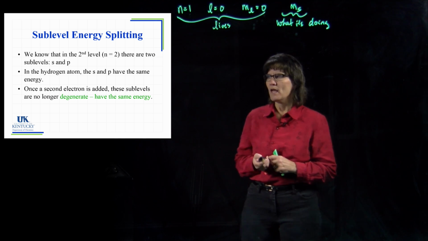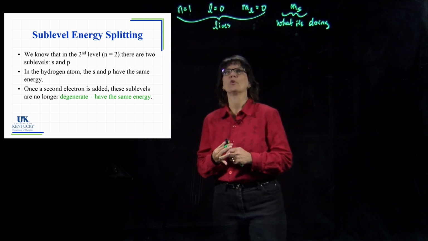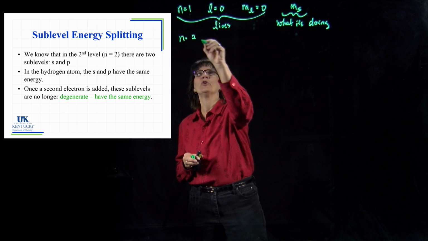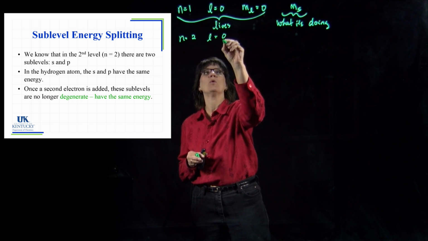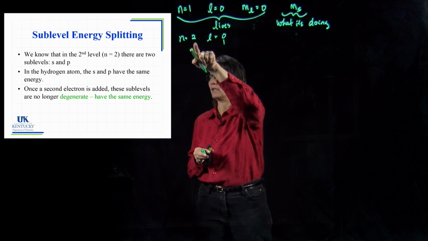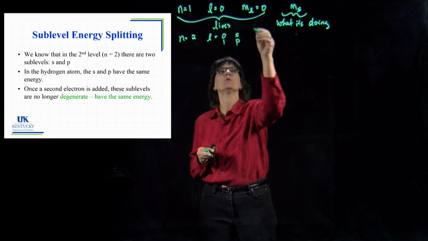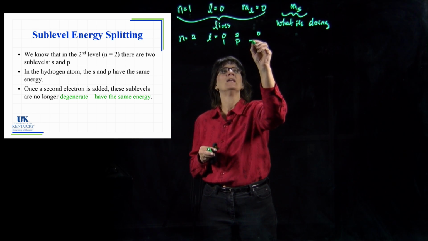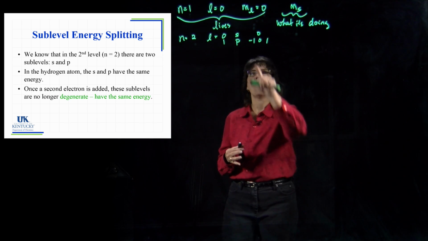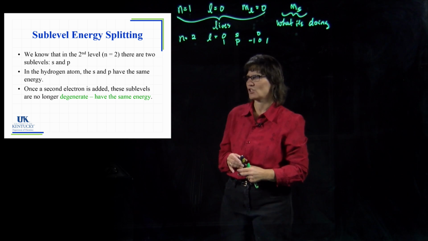All right, so we know that in the second level, in the n equals 2, there's 2 sublevels. We learned this in the last chapter. When n equals 2, we know that L is equal to 0 or 1, okay? So we have 2 sublevels for every level. This was our S sublevel, this is our P sublevel, and then this would have 0 for M sub L, -1, 0, and 1 for L. So we have our values for our orbitals when we're in the second shell. So there's 4 orbitals there in that second shell.